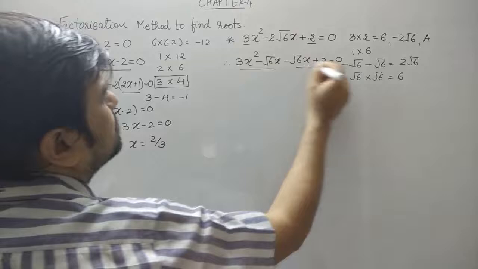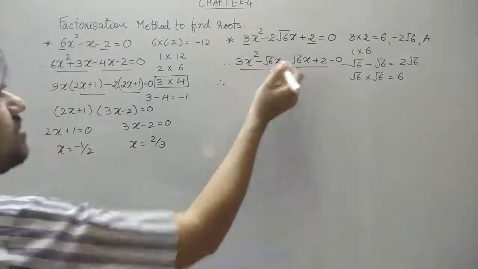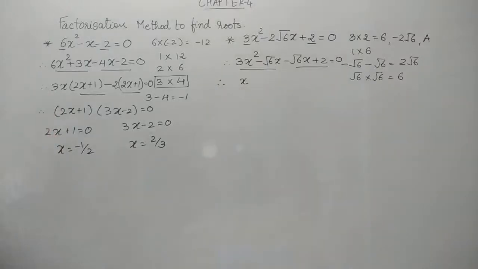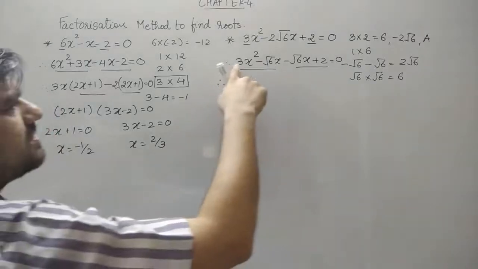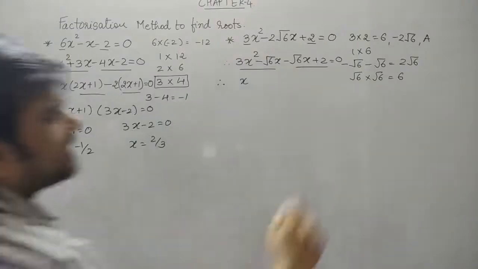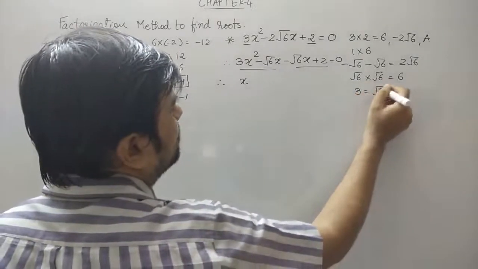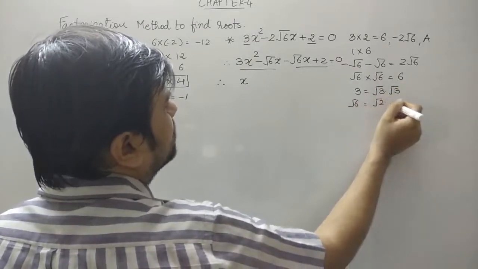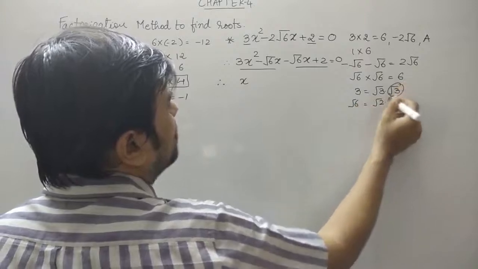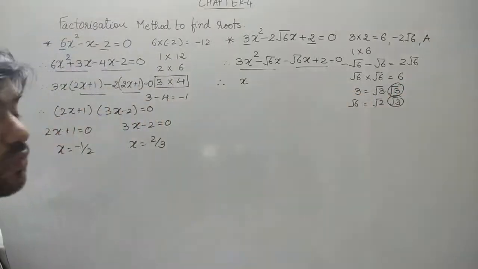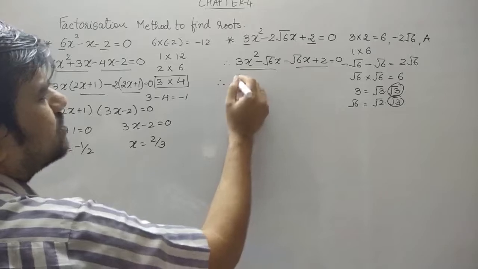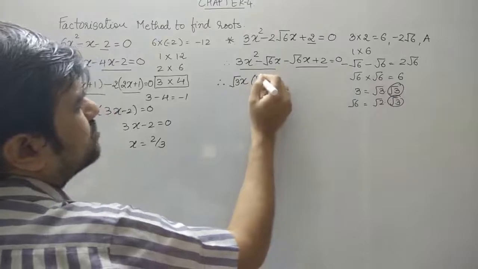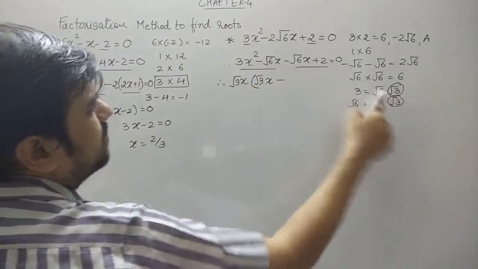Now take common from the first two and the last two terms. Now one more question arises. How do we take out the common? The variable x is seen, but what about the coefficients, the constants 3 and root 6? Let us look again once more. 3 can be written as root 3 into root 3, and root 6 can be written as root 2 into root 3. So now we can see that root 3 is common in both. It's a very tricky question. So let's take out root 3 common. I have taken out one root 3, so it remains root 3x minus root 2.